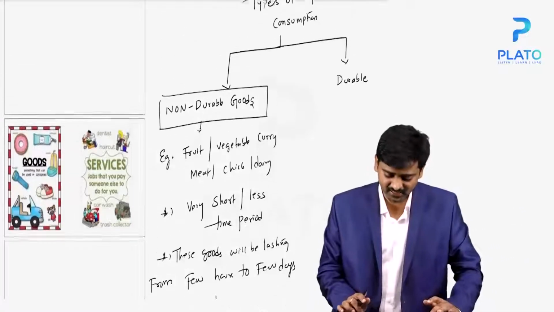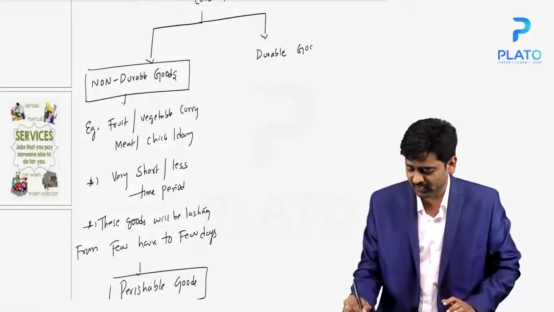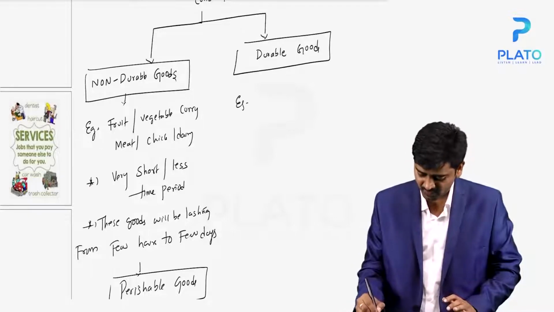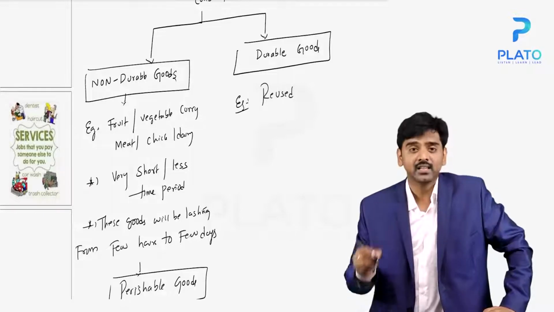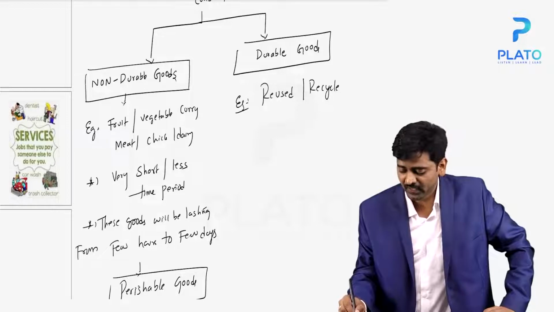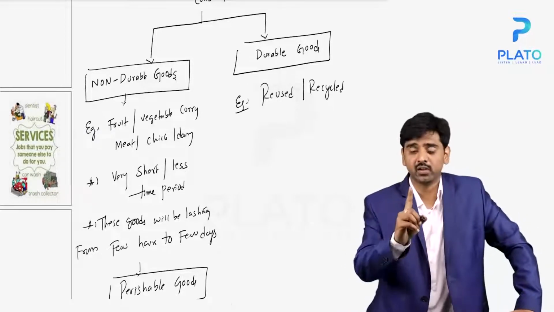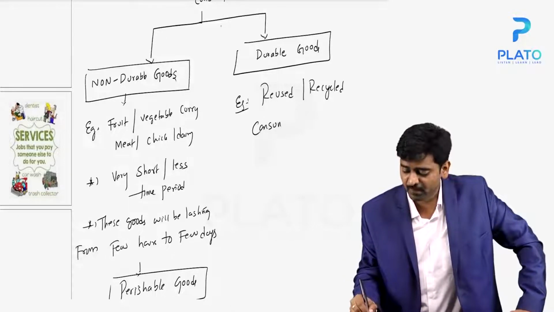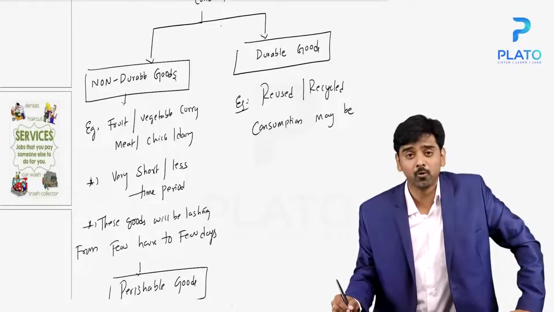The second thing we are going to discuss here is durable goods. I think you have heard about durable goods. A simple definition of durable goods is that they can be reused or recycled. Their consumption is done not only by one individual but by the whole family. I am simplifying it for you, guys. Consumption may be done by whom?